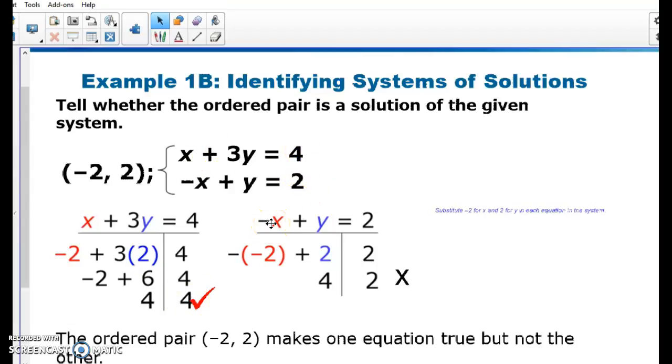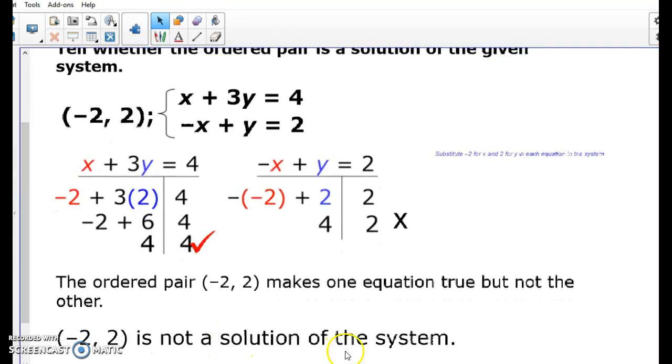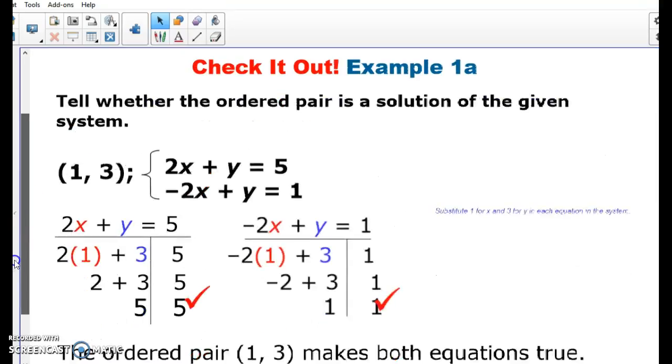So I have -x plus y equals 2, and my x is -2, so I have a -(-2), which is going to be a +2. Then I have 2 plus 2, which equals 4. Does 4 equal 2? Nope. It is not true. So we would just say, no, it is not a solution to the system, because it does not work for the bottom equation.